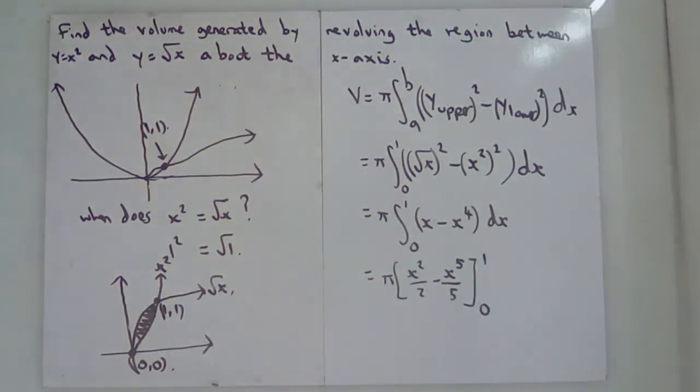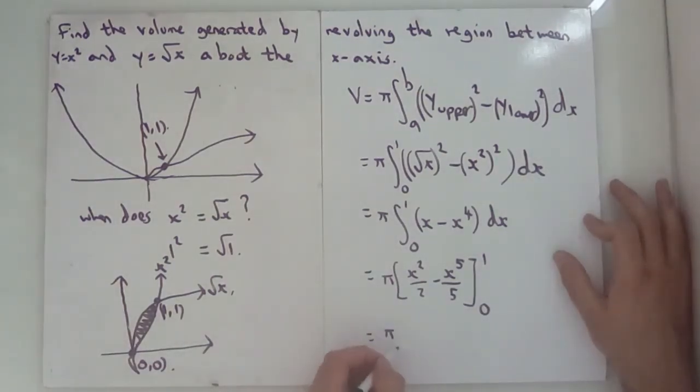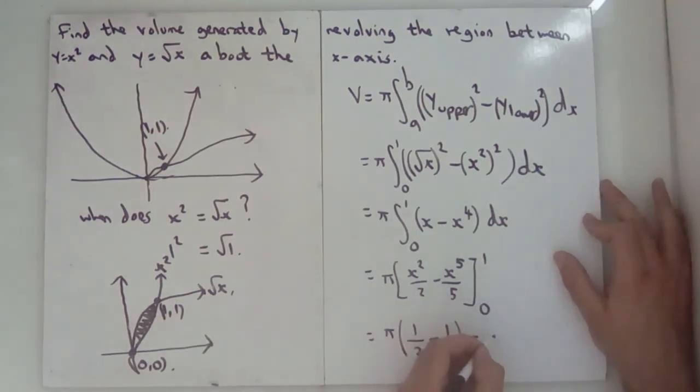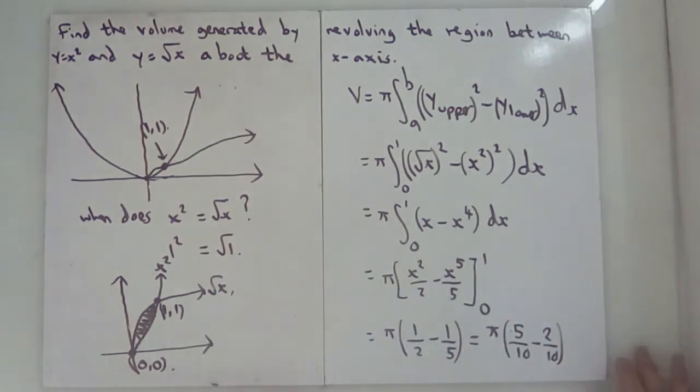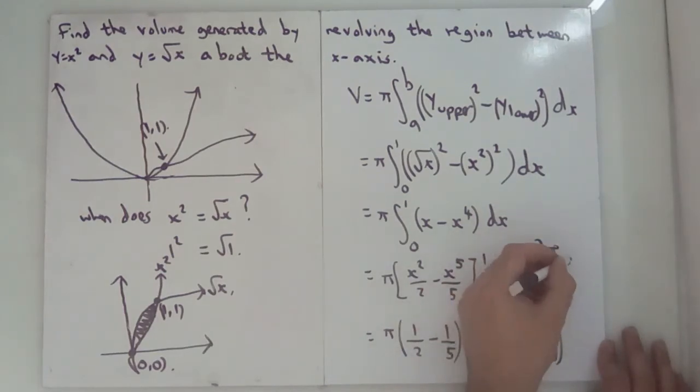Again, 0 is not going to do anything, so that's quite handy. We just need to put the 1 in, so it equals pi times 1 squared over 2, so that's 1 over 2, minus 1 to the 5 over 5, which is 1 minus 1/5, and that's going to equal pi times 5 over 10 minus 2 over 10, which is, I haven't got room, I'll go up here. So finally it equals 3 pi over 10 units cubed.